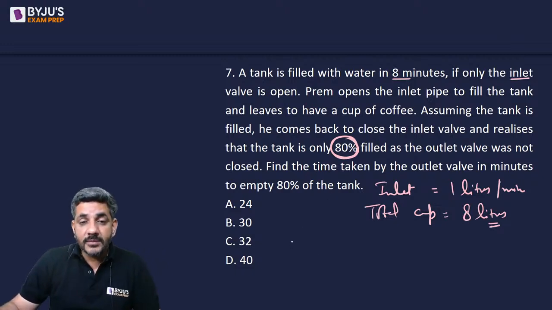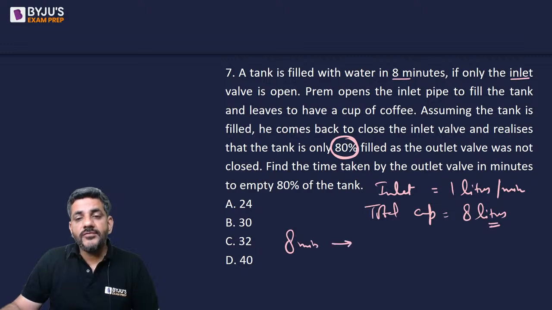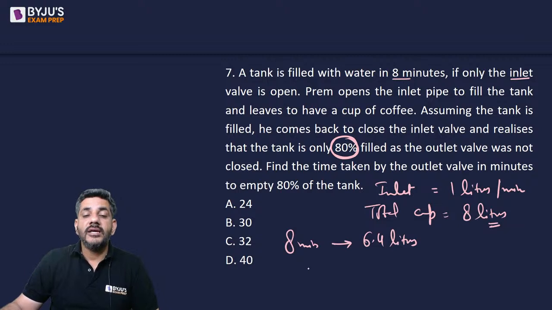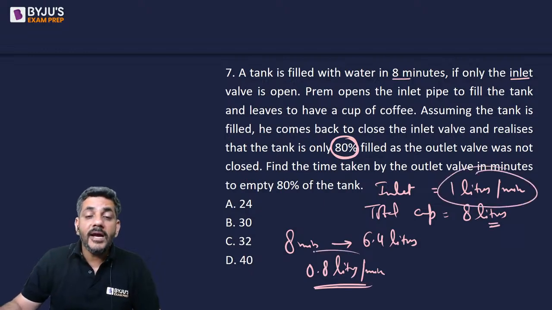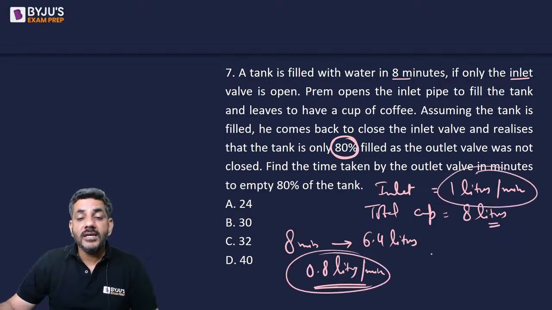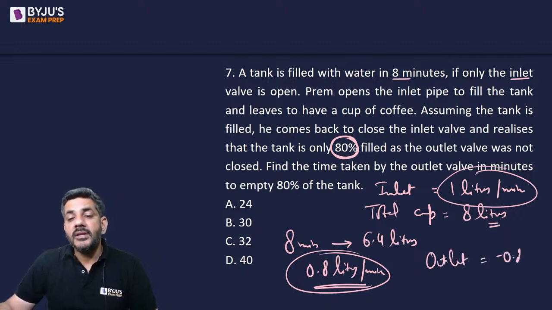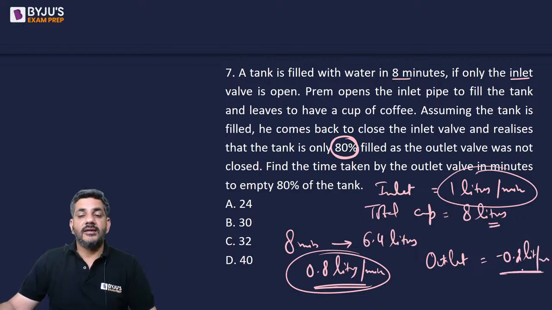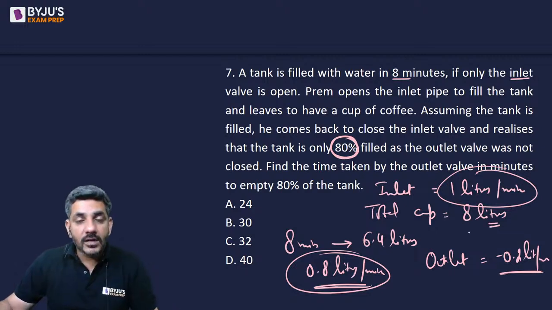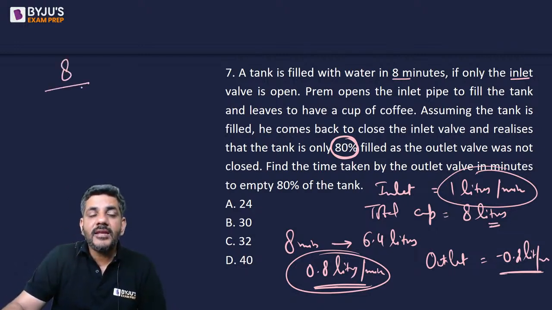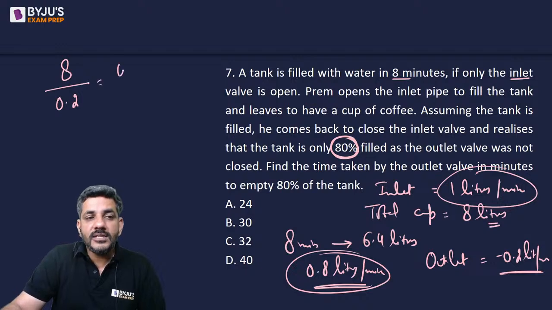80%. So that means in 8 minutes, how much was filled? 80% of it, which is 6.4 liters, or you can say 0.8 liters per minute was filled. अब इनलेट तो 1 लीटर फिल करता है, तो 0.8 लीटर क्यों फिल हुआ? दैट मीन्स द आउटलेट वॉल्व जो आपका है वो हर मिनट में 0.2 लीटर्स निकाल दे रहा है. 1 minus 0.8, तो 0.2 liters is being taken out by the outlet pipe. तो 8 liters कितनी देर में निकालेगा? 8 divided by 0.2, that is 40.